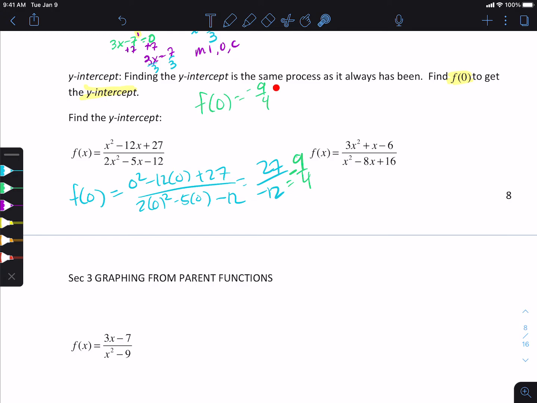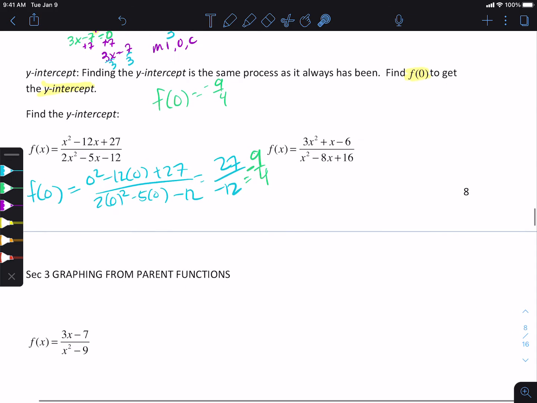As far as showing your work for y-intercepts, this would be sufficient, or you could have f of 0 equals this and then reduce to that. Both of them are fine. Remember, if you have a TI calculator, you can do 27 divided by negative 12 and then Math Frac it, and it will reduce the fraction for you. So that's also an option.